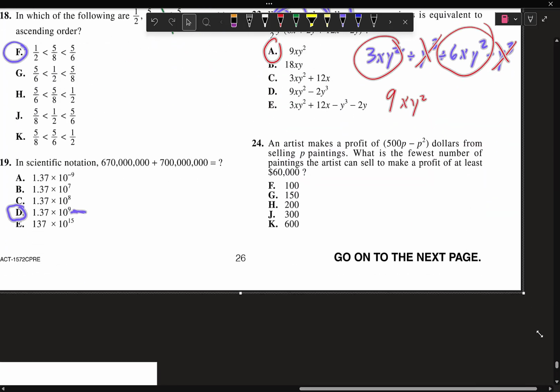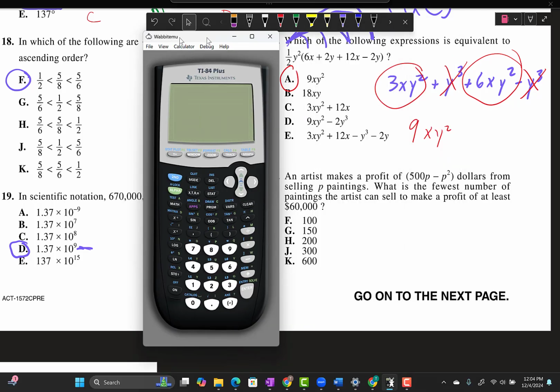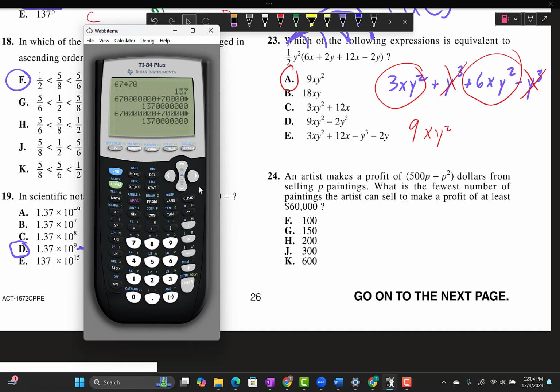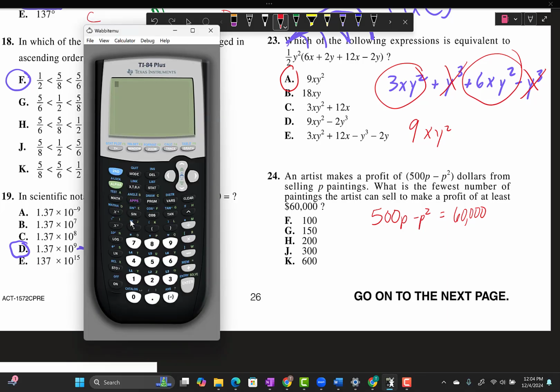24. An artist makes a profit of 500p minus p squared dollars from selling p paintings. What is the fewest number of paintings the artist can sell to make a profit of at least 60,000? So I'm going to use the calculator for this. You could set this whole thing equal to 0 and factor it, but ultimately we are looking for what value of p makes this equation equal to 60,000. So I think working it backwards is probably the way to go.